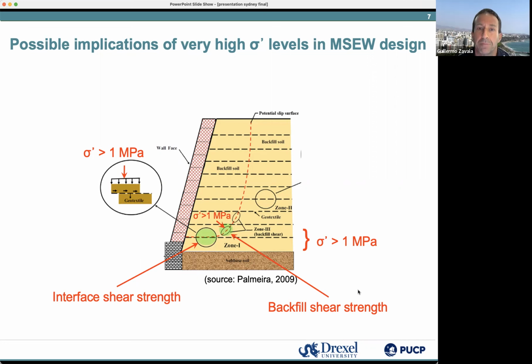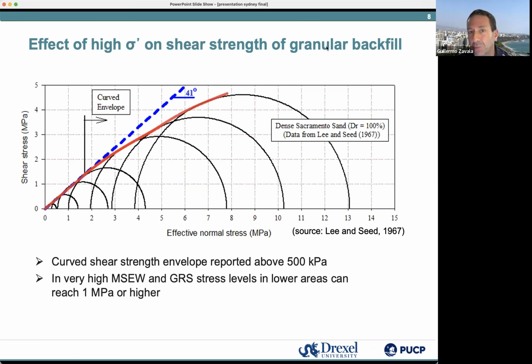Now, when we're talking about just the regular shear strength envelope, we can see this classical study from Lee and Seed in 1967. There's also another study from Bishop and Clough in 1968. We can see that above 500 kPa of normal stress, we get this curvature, and this study actually went almost to 4 MPa.